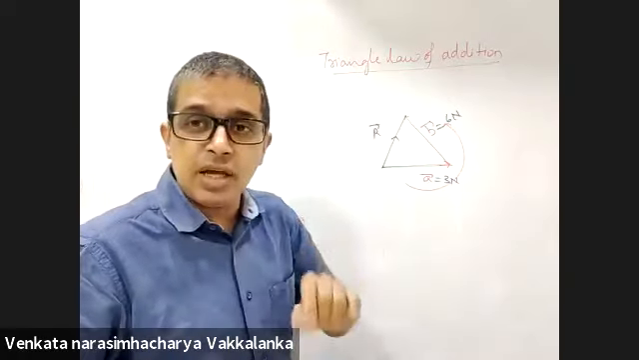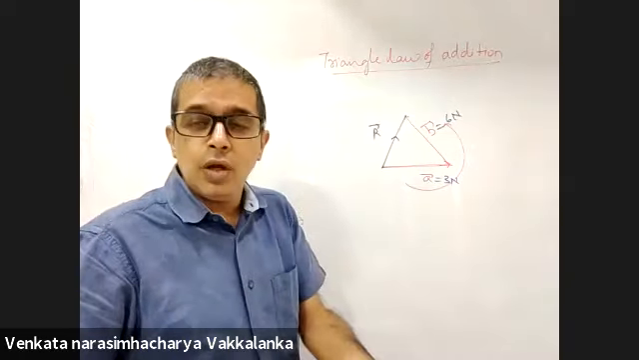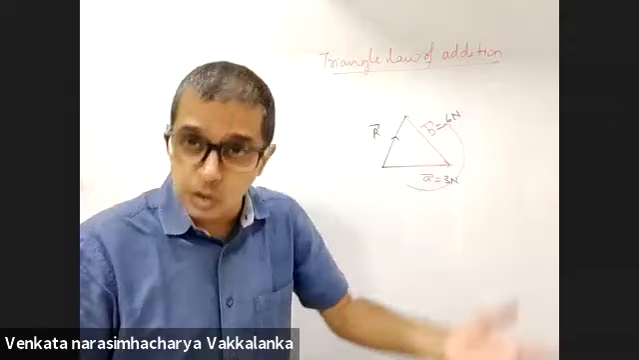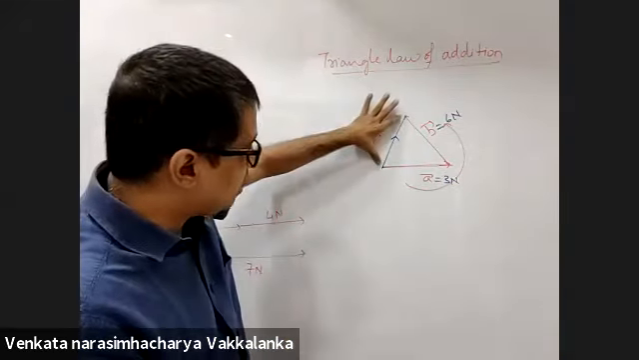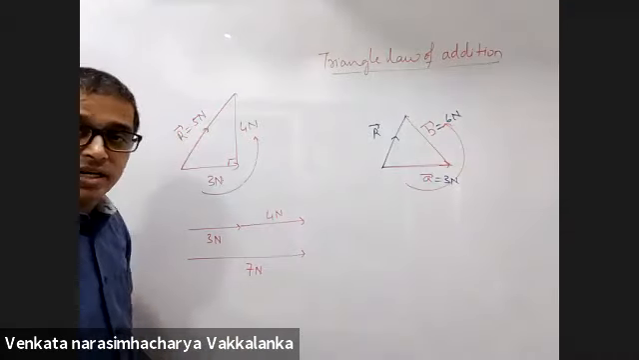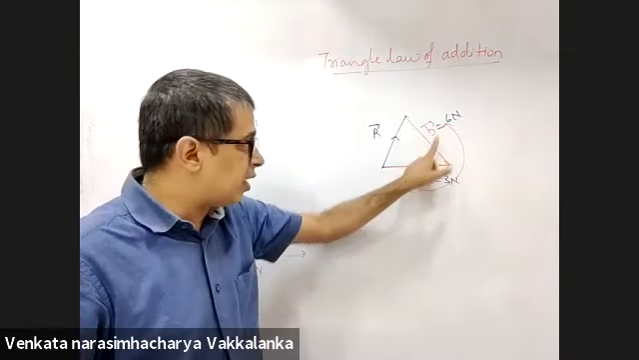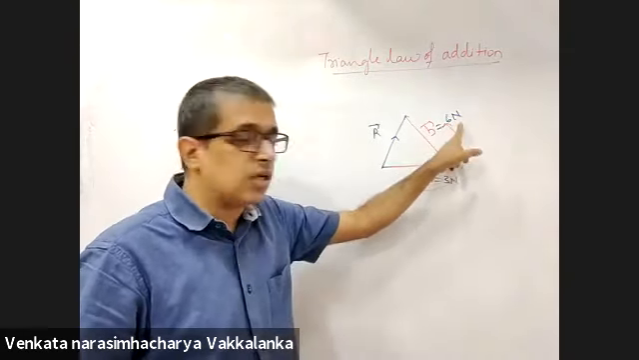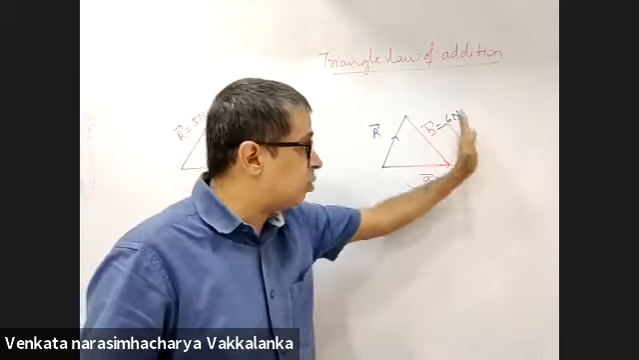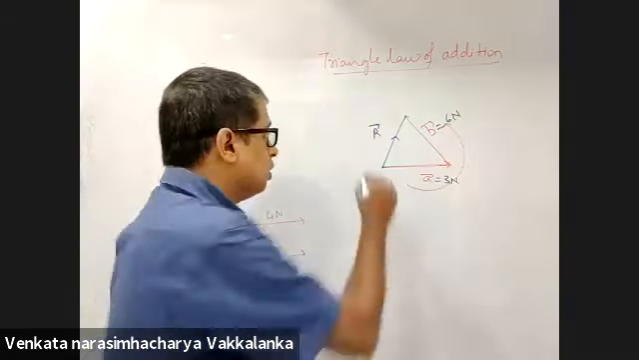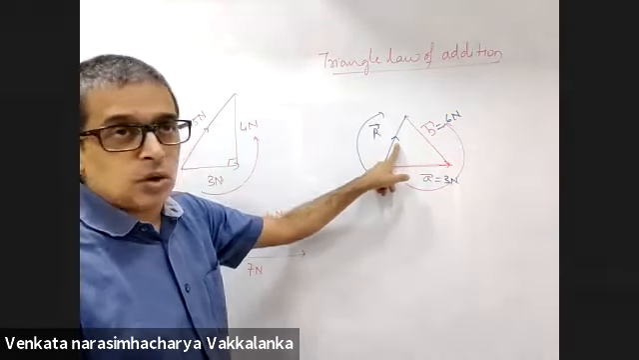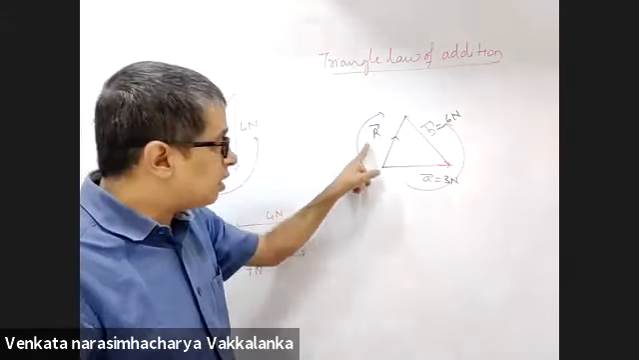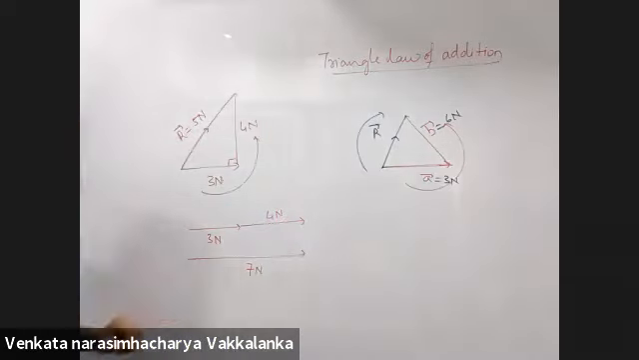I'll measure it with a scale. If you have any other mathematical means, you're welcome, it will be taught. But what is the resultant? It is this length which is the resultant. If two vectors are represented as two sides of a triangle taken in one order, the third side of the triangle taken in the reverse order.